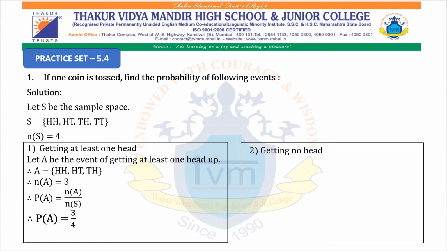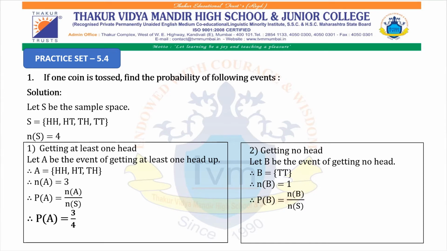Second event, getting no head. Let B be the event of getting no head. Therefore, B = {TT}. Therefore, n(B) = 1. Therefore, P(B) = n(B) upon n(S). Therefore, P(B) = 1 upon 4.